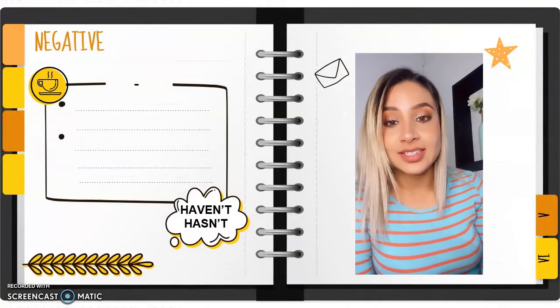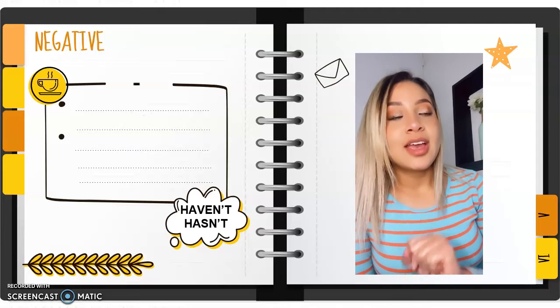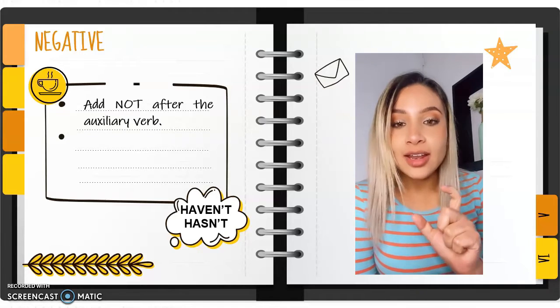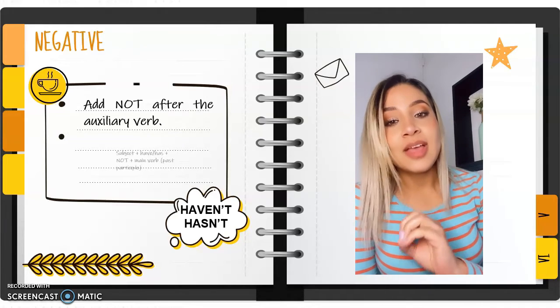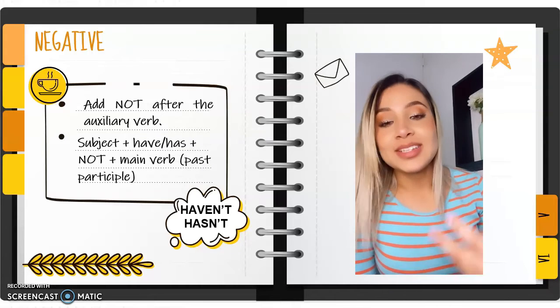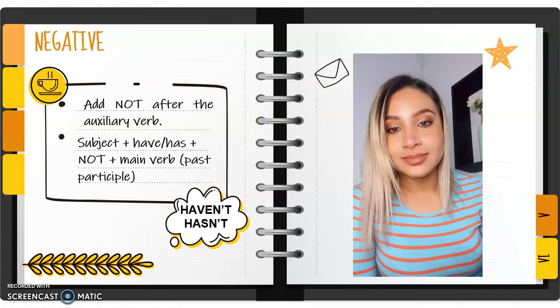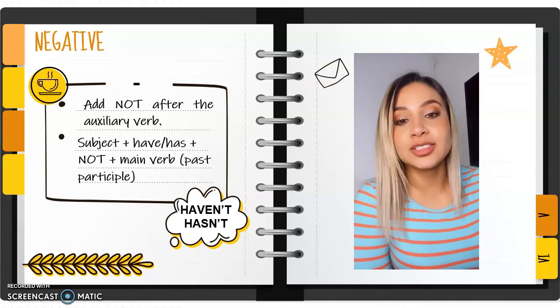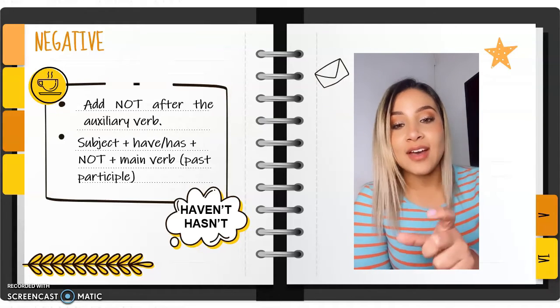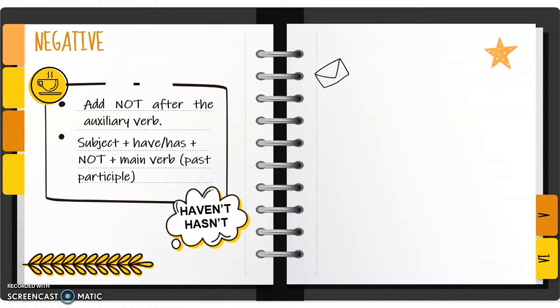But what about negative sentences? Well, in here, it just changes a little bit. In this case, you have to add not after the auxiliary verb that is going to be have or has, right? So it goes like subject plus have or has plus not plus the main verb. And you can also use contractions. As you can see, you can use have not or haven't, has not or hasn't.